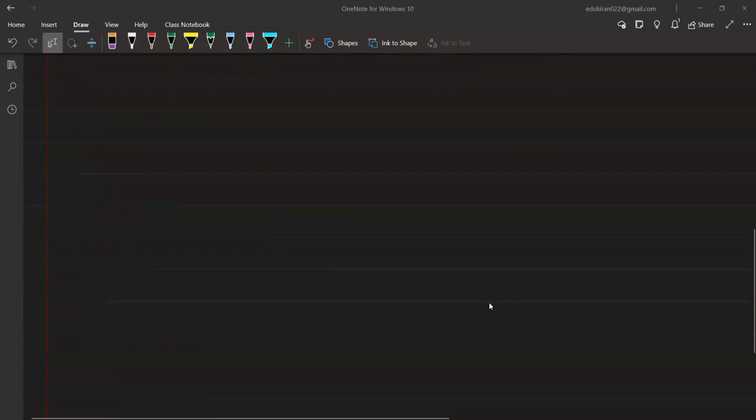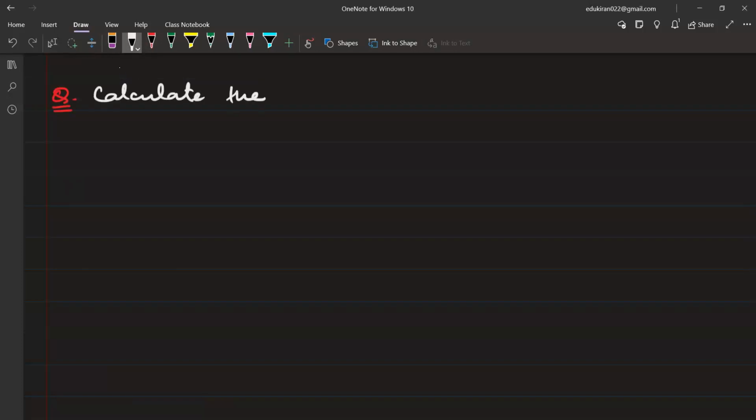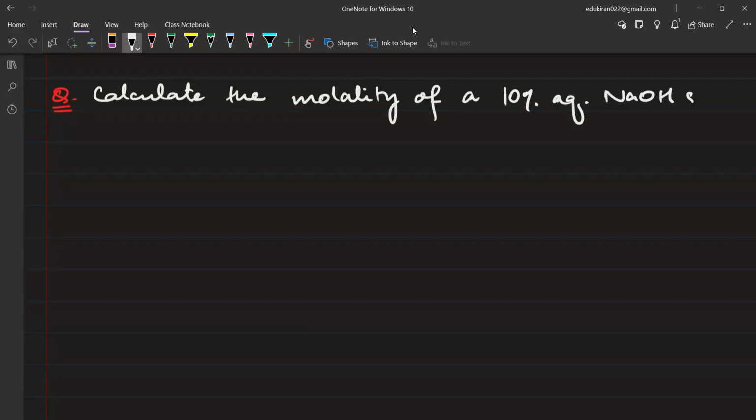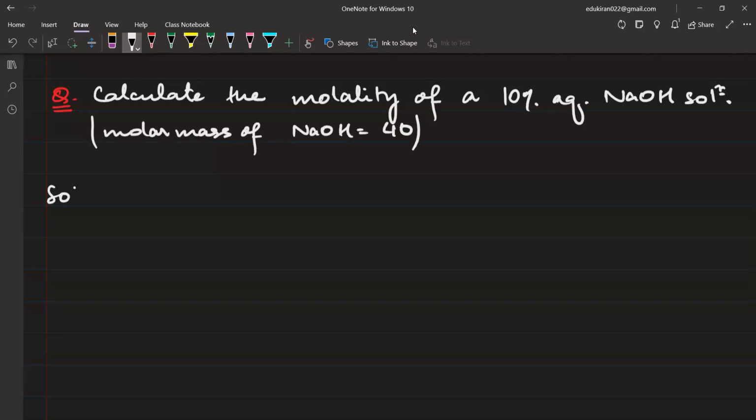For example, a very basic question in solution would be something like this. I'm not teaching anything, I'm just asking how you're approaching numericals, and I'm just seeing right now. Calculate the molality of a 10% aqueous NaOH solution. ठीक है, and they have given the molar mass of NaOH is equal to 40. So how would you approach this question? Tell me.